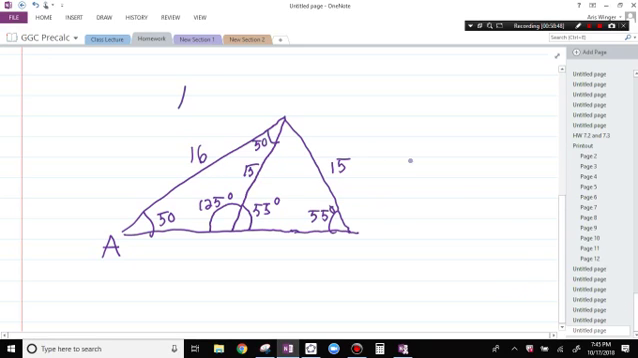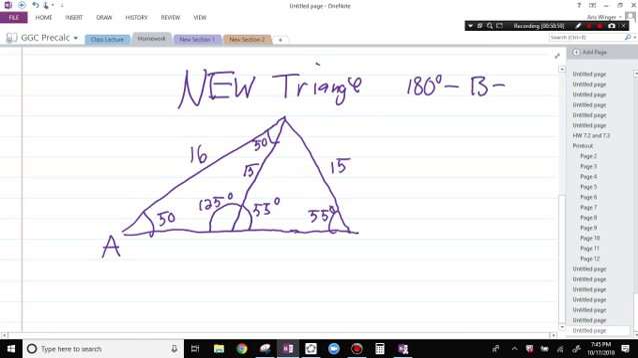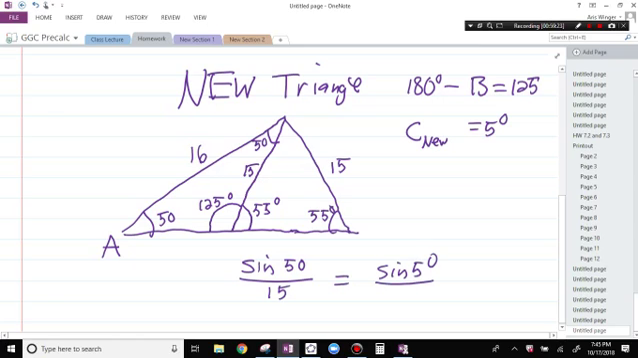And so now the other triangle you get by doing 180 minus the old B, which gives us the 125. And that means the new C is 5 degrees. The only thing we don't know now is the new little c. So the sine of Old Faithful, 50 degrees over 15, is equal to the sine of 5 degrees over little c. Oh my goodness, little c is going to be super small.